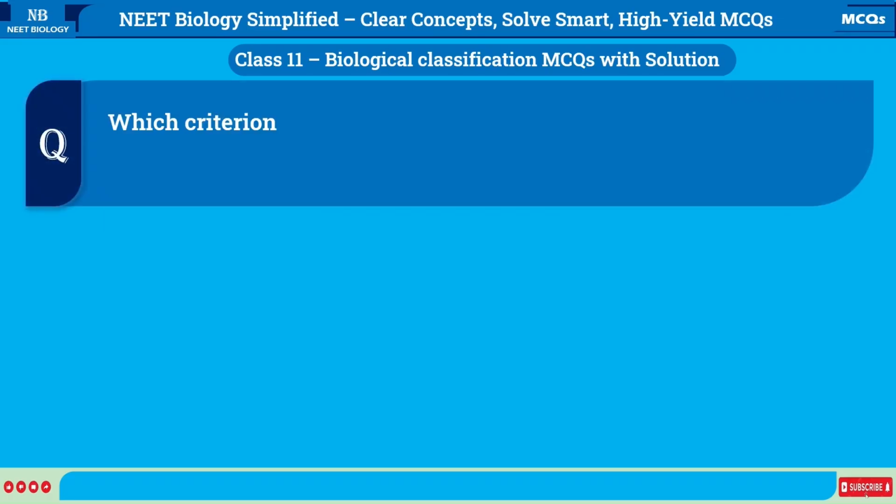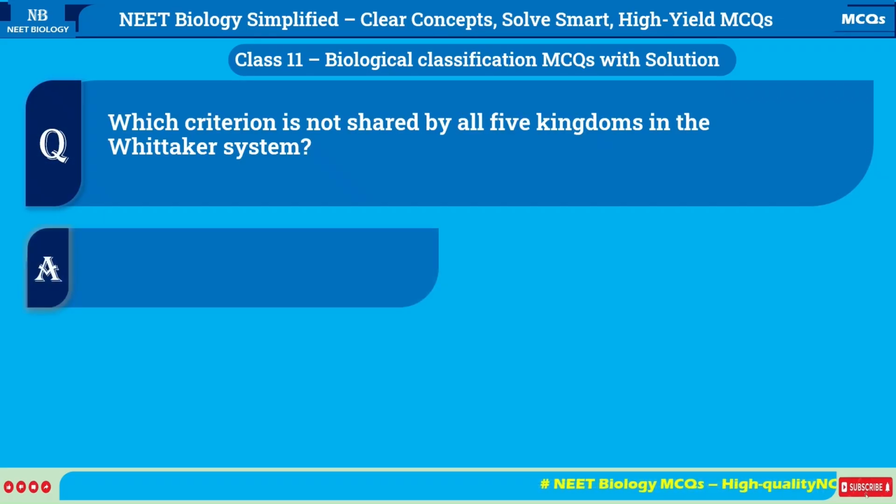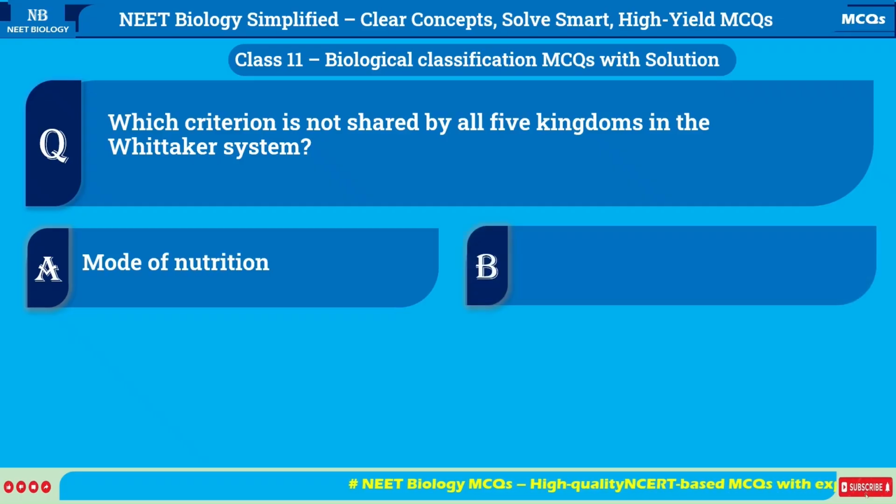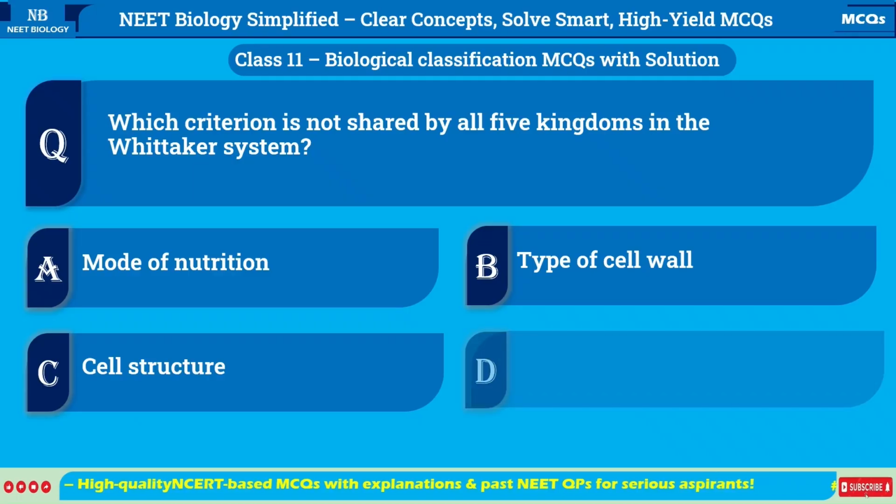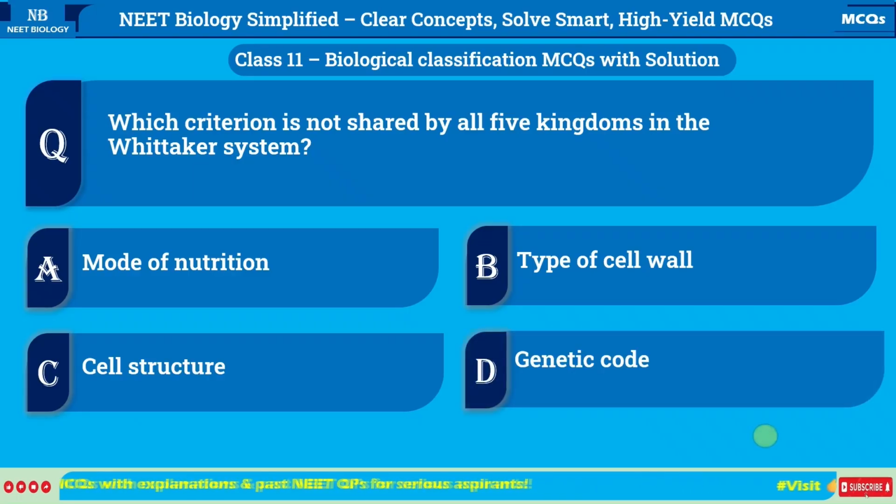Which criterion is not shared by all 5 kingdoms in the Whittaker system? A. Mode of nutrition. B. Type of cell wall. C. Cell structure. D. Genetic code.